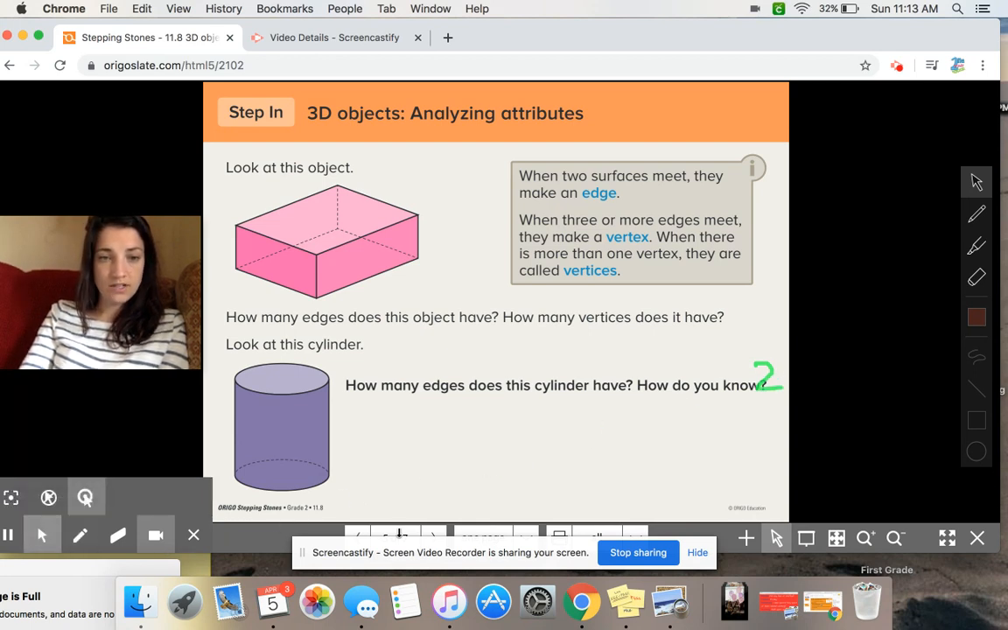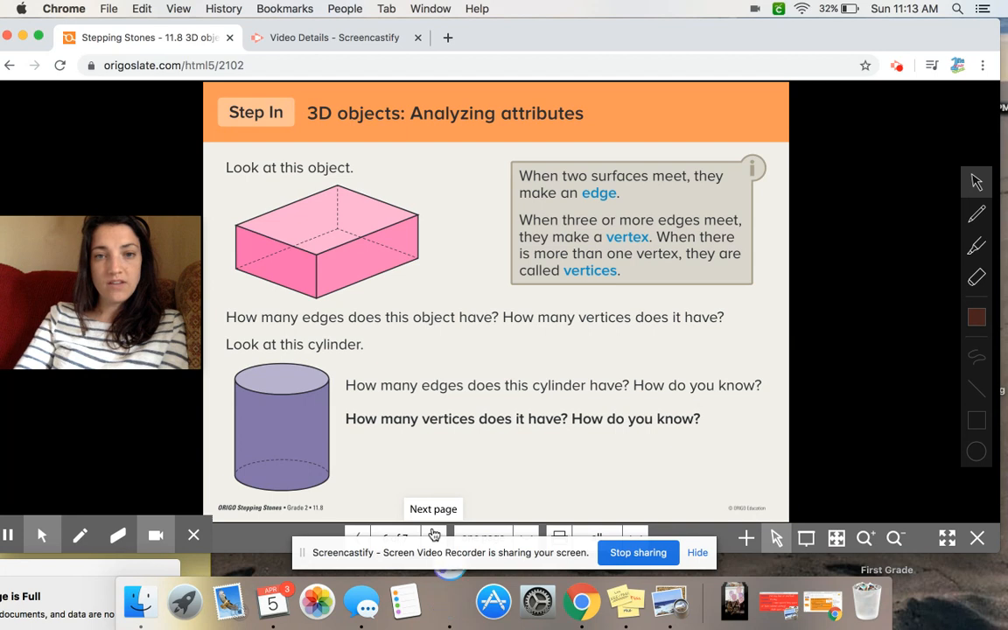My next question is, how many vertices does it have, and how do you know? So when we look, a vertex is where the 3 edges meet together. So I see that we have an edge here and an edge here, but they don't meet. So there's no vertex.